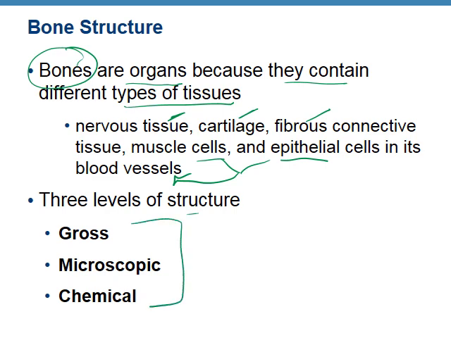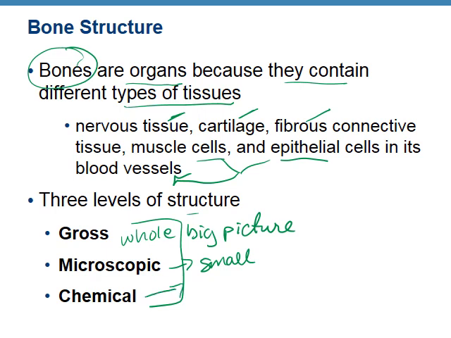And then we're going to look at the three different levels of structure. So we're going to look at the gross anatomy. Remember, this is the whole, or you can think of it as the big picture. And then we're going to look at the microscopic. These are the small individual components that you need a microscope to see. And then we're going to focus on the chemical nature of bone.